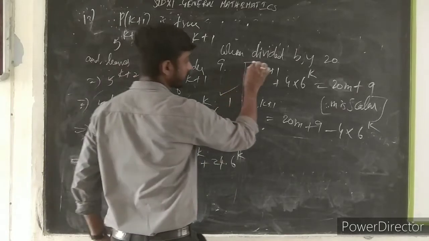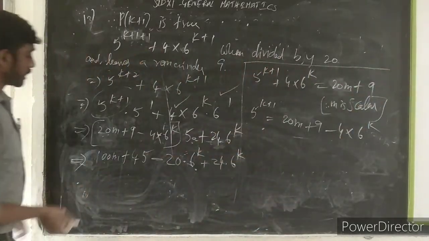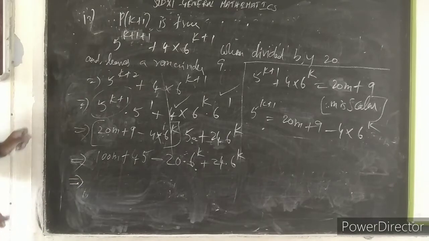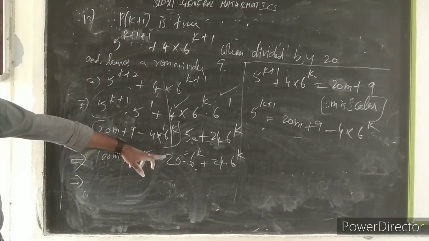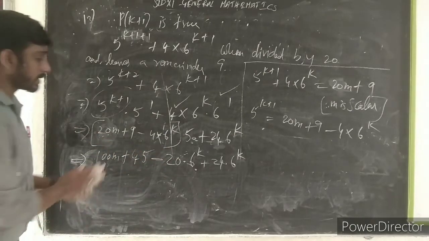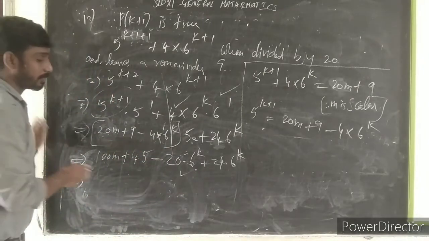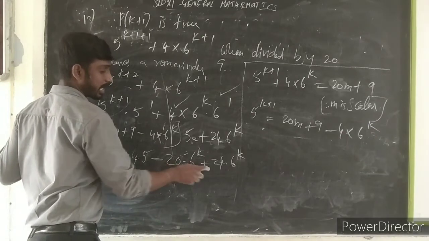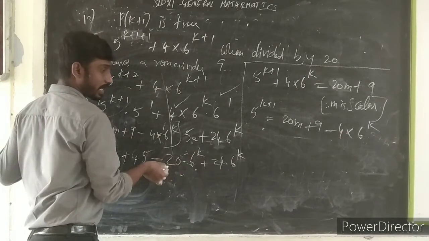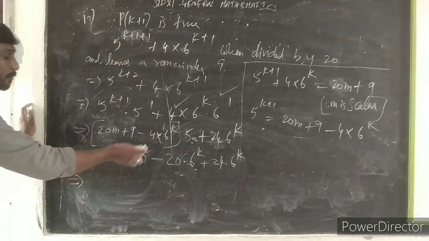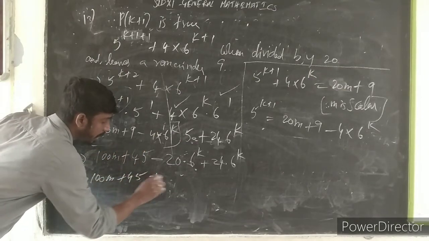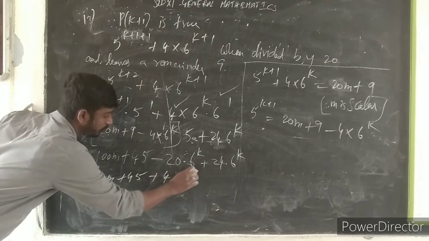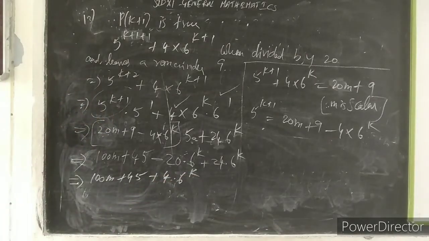If we apply this condition here, what is the remaining value we will be getting? 100m plus 45 minus 20 into 6^k plus 24 into 6^k. This term looks the same, 20 into 6^k, 24 into 6^k. 24 minus 20 will be 4. So 100m plus 45 plus 4 into 6 power of k. You will get the value 6 power of k.